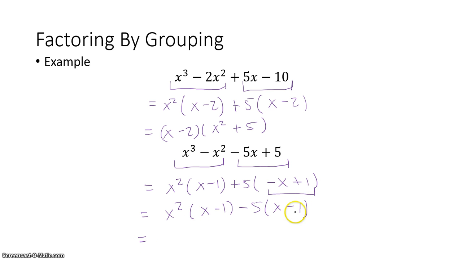Now I have this common term, or this greatest common factor, that I can factor out. I have x minus 1, and what I'm left with is x squared minus 5.